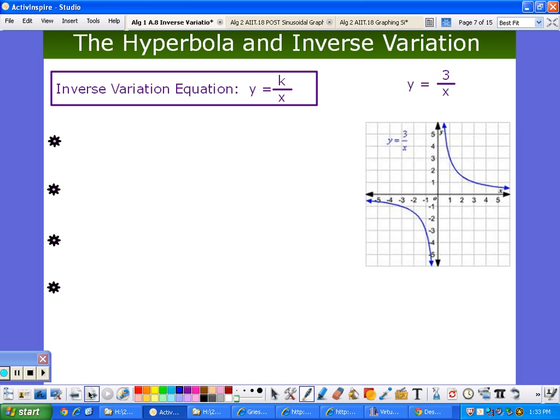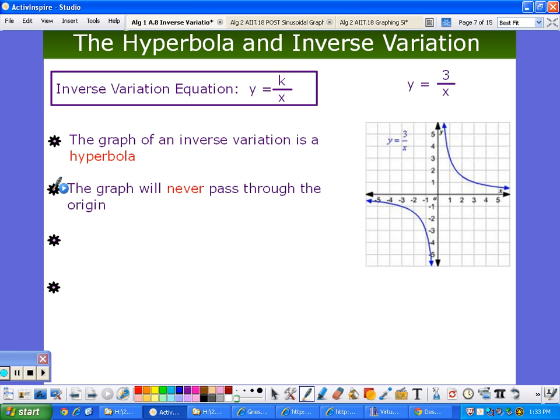So let's look at this graph now. I'm going to look at y equals 3 over x. That's here. The graph of an inverse variation is a hyperbola. It will never pass through the origin. Never. It can't. X can't be 0 because we always have an x in the denominator for an inverse variation. It never crosses either axis. It will never cross the x-axis. It will never cross the y-axis. And this is only hyperbolas of this form. We'll learn more about hyperbolas.